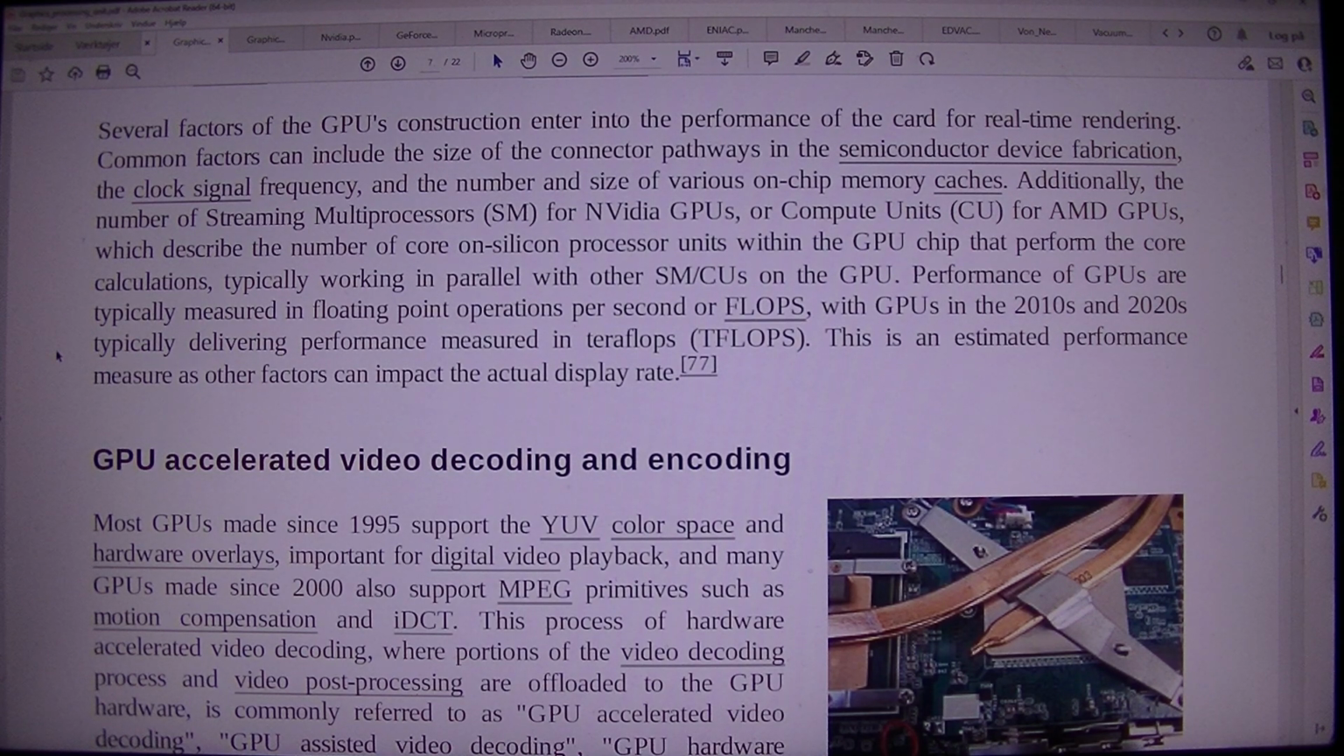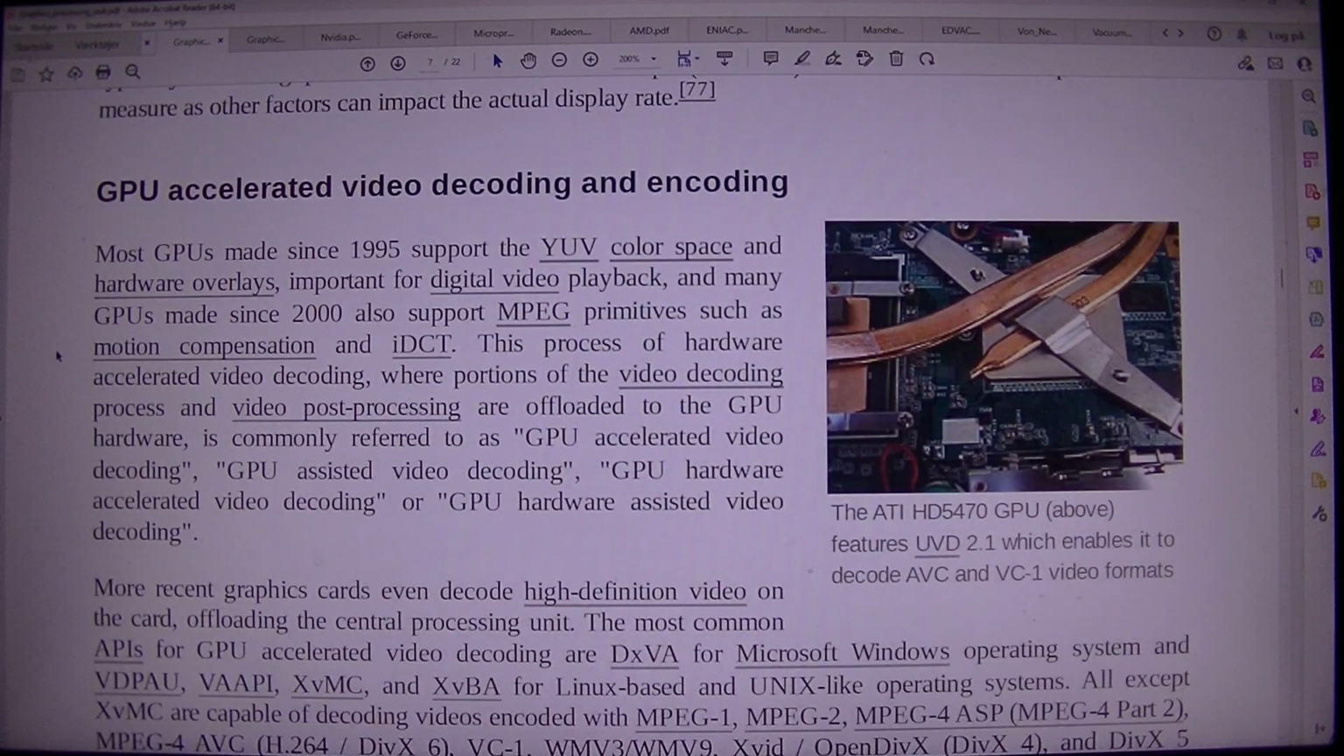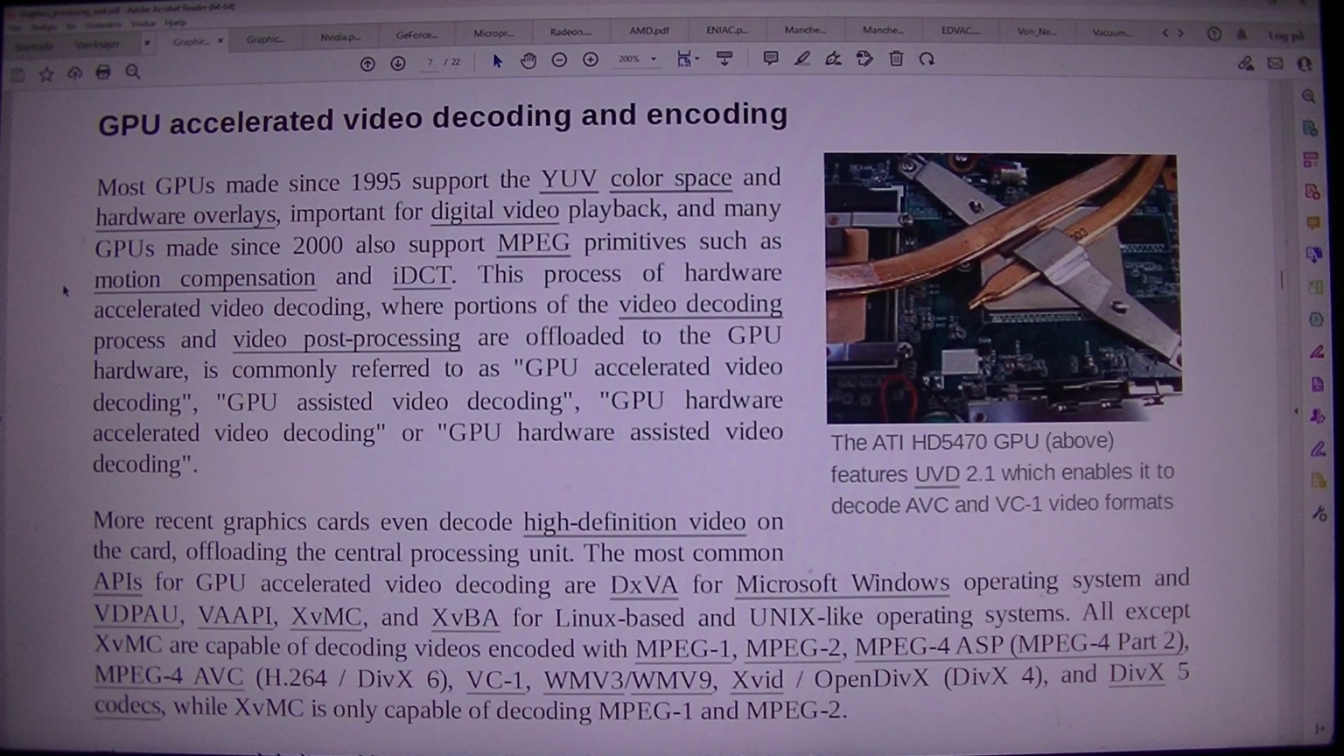GPU accelerated video decoding and encoding. The ATI HD 5470 GPU, above, features UVD 2.1, which enables it to decode AVC and VC1 video formats. Most GPUs made since 1995 support the YUV color space and hardware overlays, important for digital video playback, and many GPUs made since 2000 also support MPEG primitives such as motion compensation and IDCT.